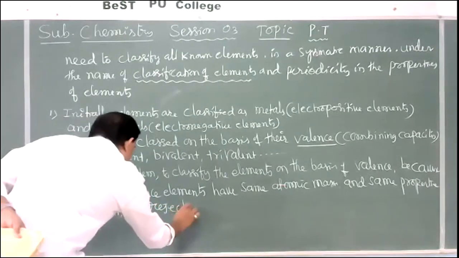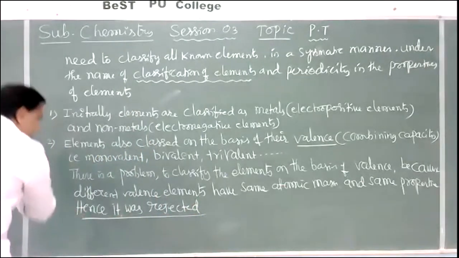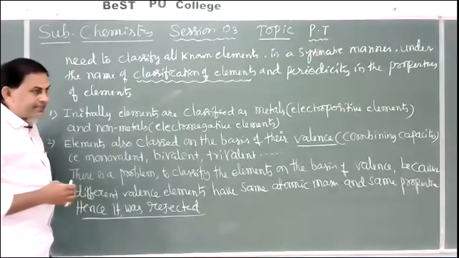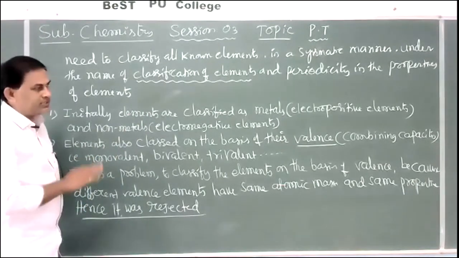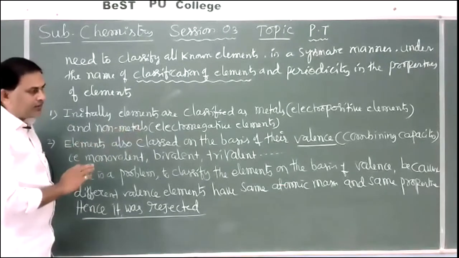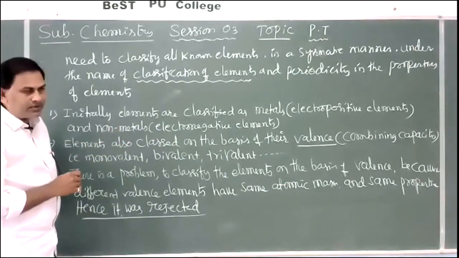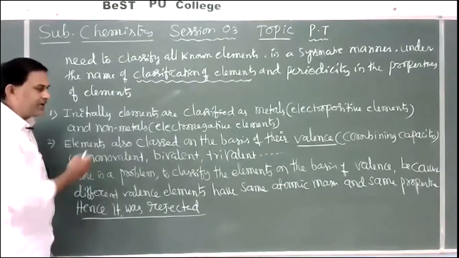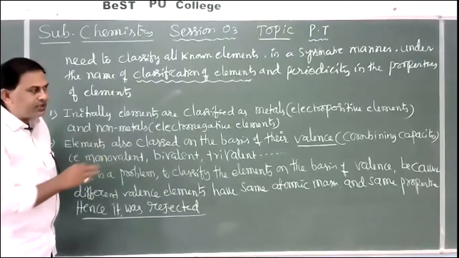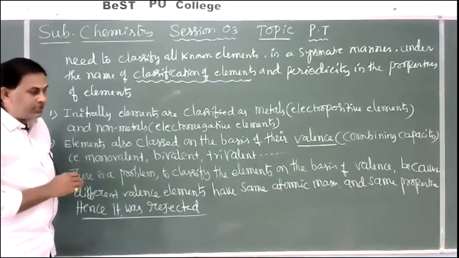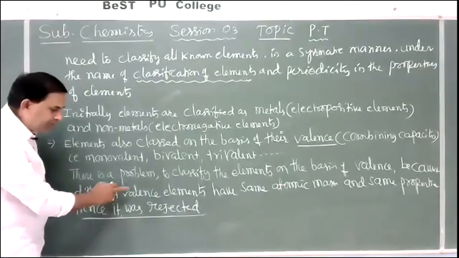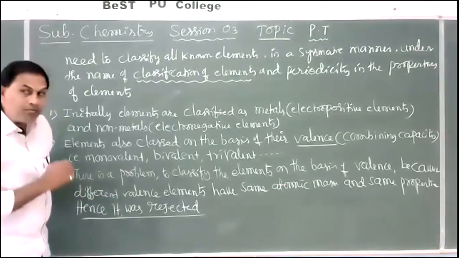To classify the elements. So initially these were classified as metals and non-metals. There was some problem, and then they were classified based on their valency, or combining capacity, as monovalent, bivalent, trivalent. But if we classify the elements on the basis of valency, different elements or elements of different valency can have the same atomic mass.